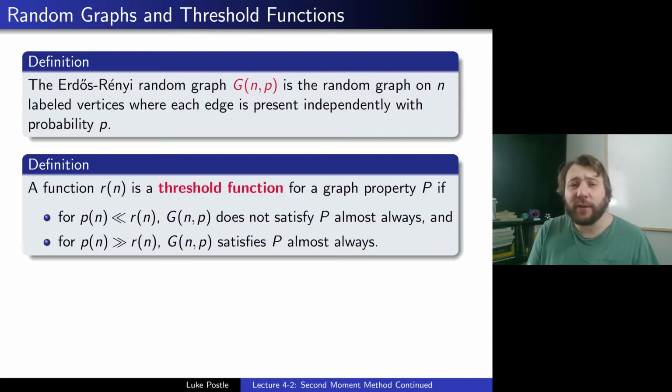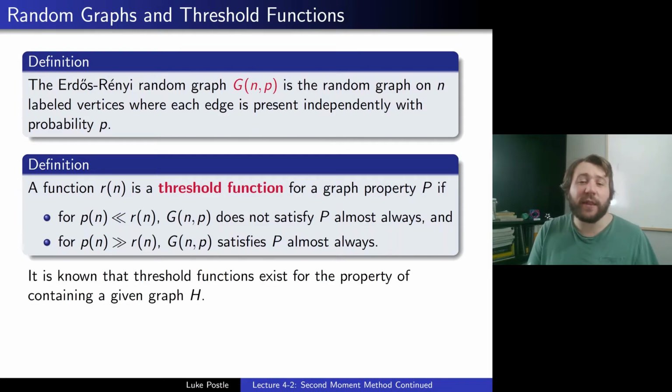So what's really going on here is there's this threshold r(n). If your probability of edges is below that threshold, then almost always G(n,p) does not satisfy P, and once you cross the threshold, once you're greater than r(n), it satisfies P almost always. So this is quite nice. It's not clear that threshold functions exist for all properties, but I'll just tell you it is known that threshold functions exist for the property of containing a given graph H. So it starts out unlikely and then becomes likely, and indeed there is this very nice threshold.